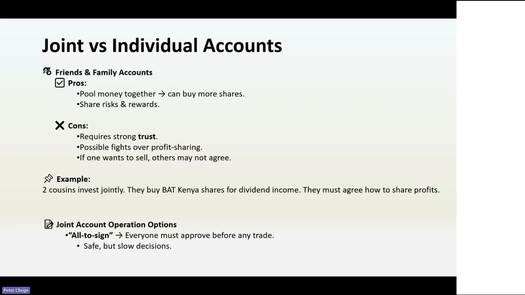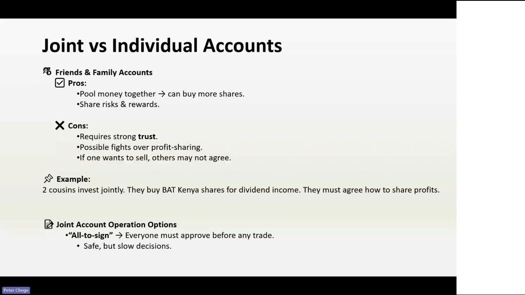We highly discourage this, but if you want to open, you can open an account with a friend or an account with a family member, two people for joint accounts. So the mode of operations for joint accounts, it's all to sign. We don't allow either. It must be all to sign. Everyone must approve before any trade. Why? We don't want issues, and the regulations, they say clients need to give those instructions.